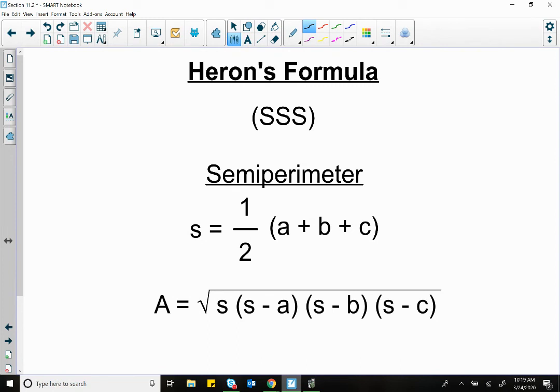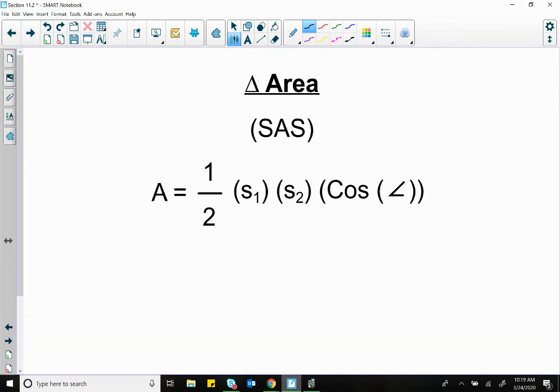There's your area formula. It is a simple plug and chug. So if you are finding the area of a triangle and you've got all three sides, this is the formula you got to use. Find the semi-perimeter first, and then you plug in. I'm not going to do an example of this. It is just a formula. And the same thing for the last one. This is what the formula looks like. The area is equal to 1/2 the side 1 that you're given, the second side that you're given, and then cosine of the angle between. So it's side, angle, side.